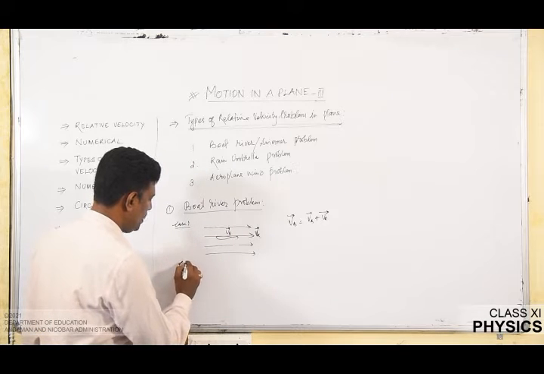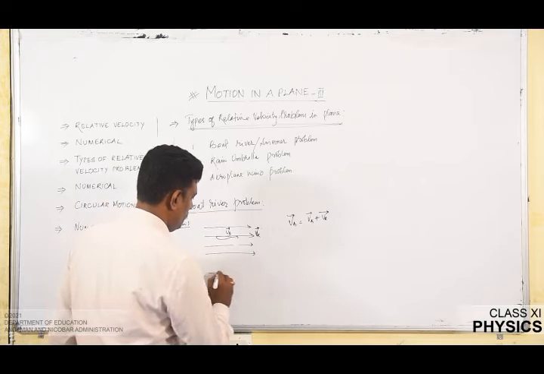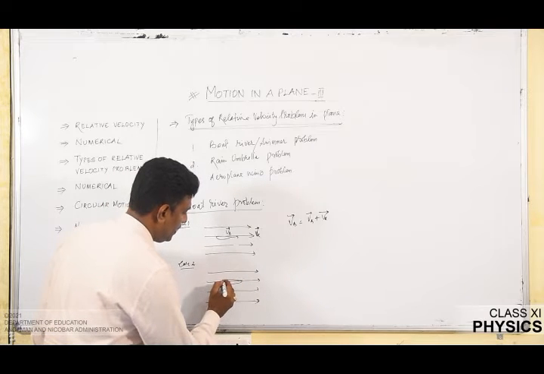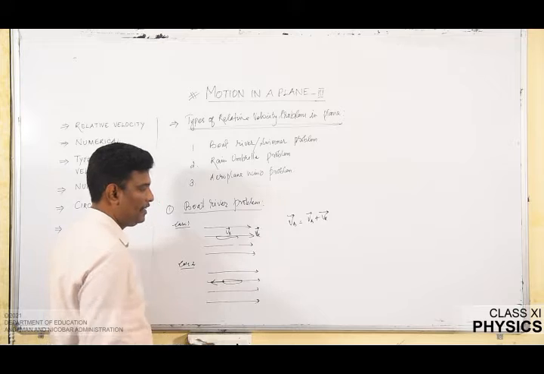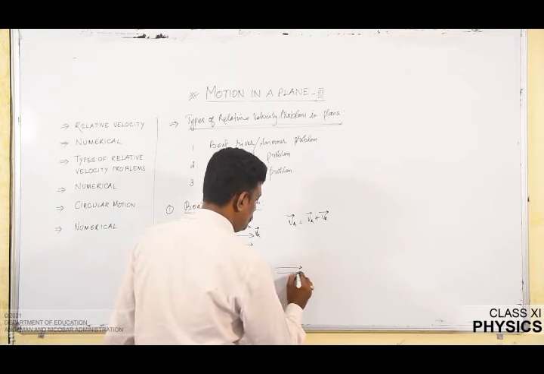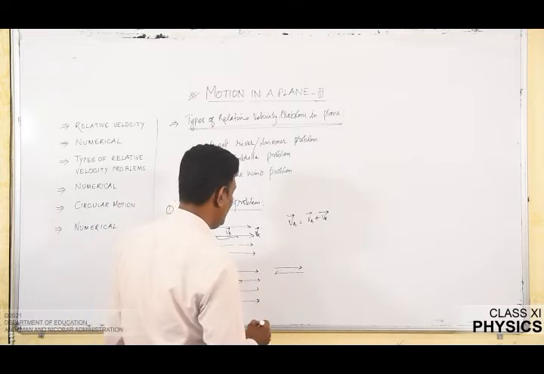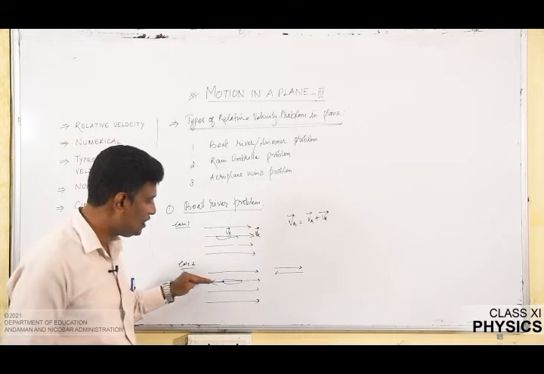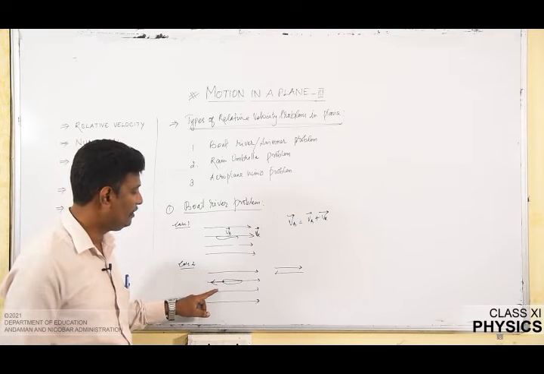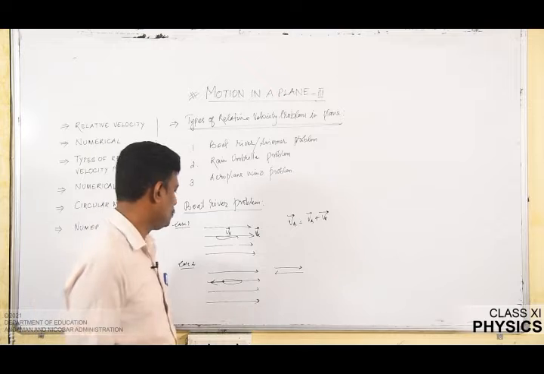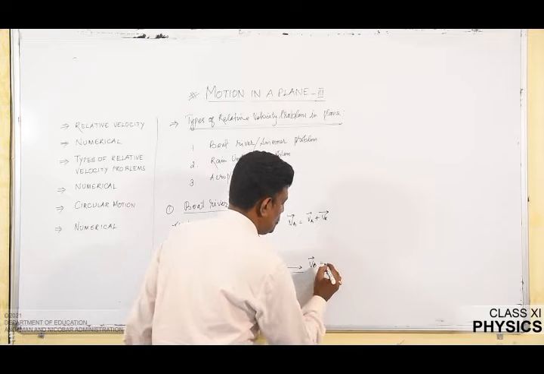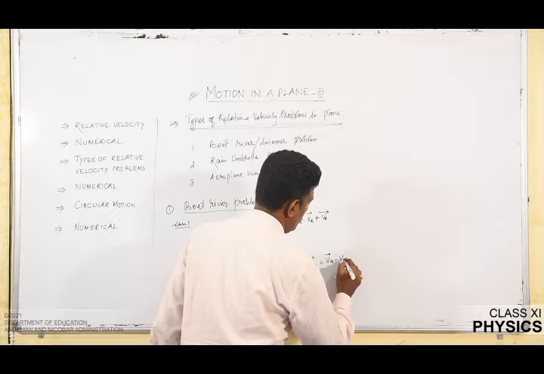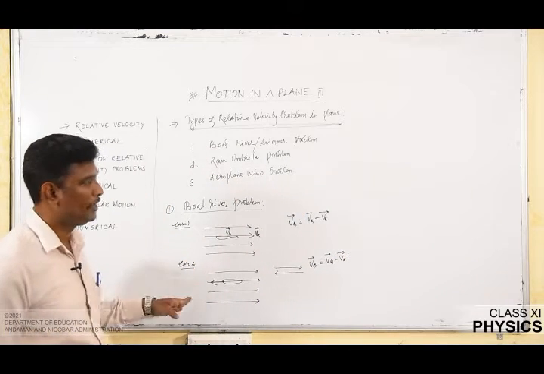Let us take another case, case 2. When the direction of the river is as such, and the boat is moving in the opposite direction, that is, the river in this direction and the velocity of the boat in this direction, the opposite direction. Then obviously, if the boat is moving against the direction of the river, it is having a velocity greater than the velocity of the river. So, the velocity is Vb minus Vr. These are the two cases we have.